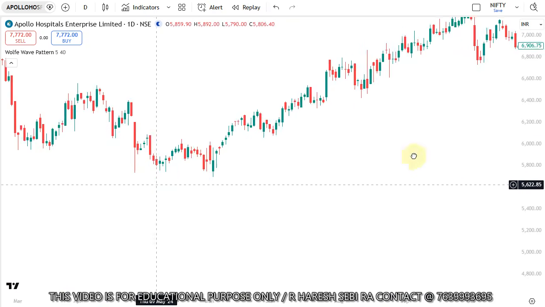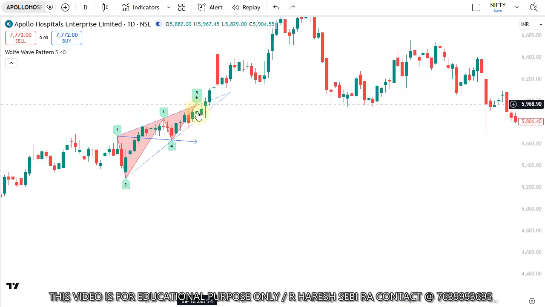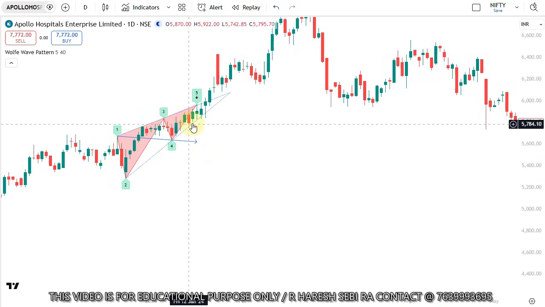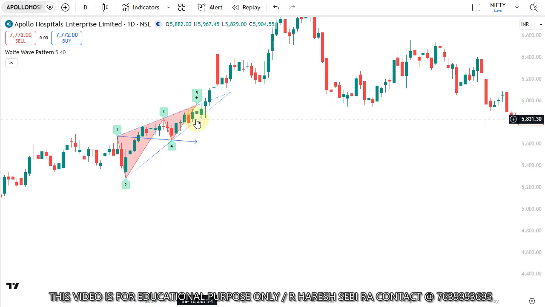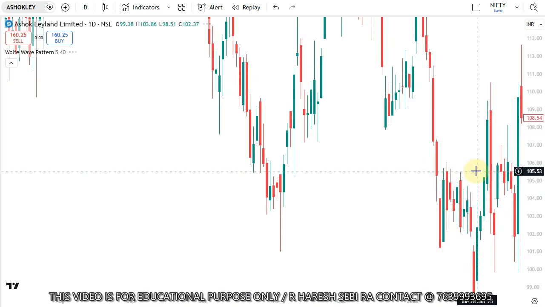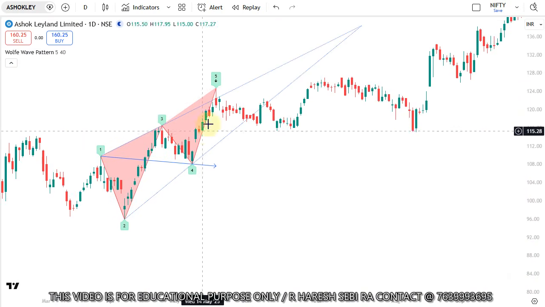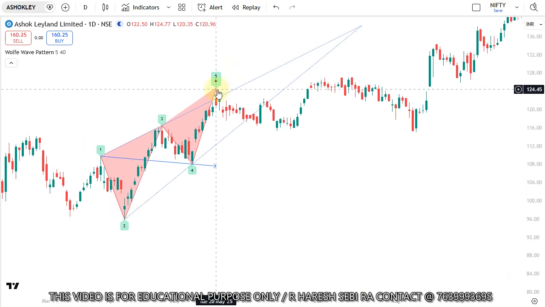This is a failure trade, but as per Wolfe wave, there is no trade. We got number 5 here. As per the Wolfe wave, we have to get a red candle and the low should break. Here that has not happened, so there is no trade. See here, we got a Wolfe wave, got a red candle, low broken. See the risk reward.